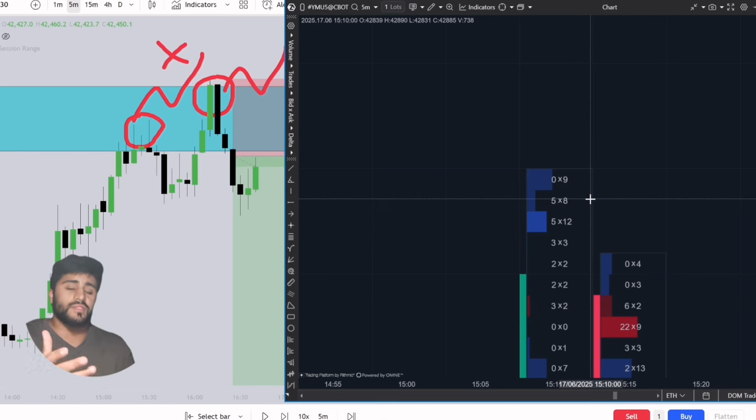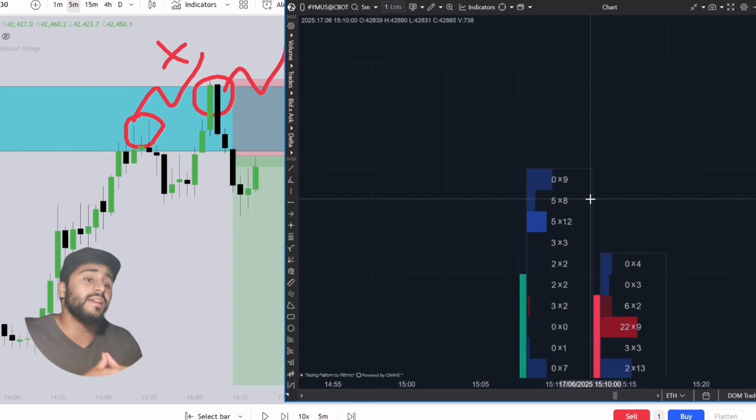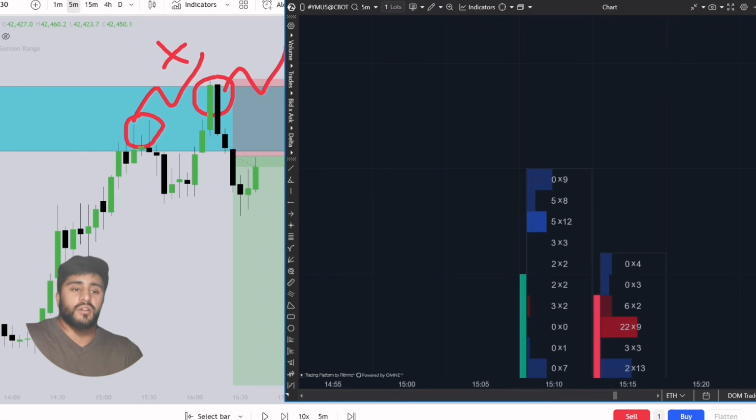There's no sellers present. There's only buyers. So if there's no sellers present and there's only buyers and the market breaks below, that tells you that these buyers are aggressive, but they've not been rewarded. They've been absorbed. And so that is what causes the exhaustion of a bullish trend. And this is the reason the market moves lower.